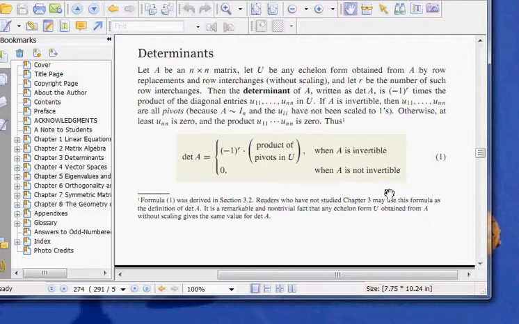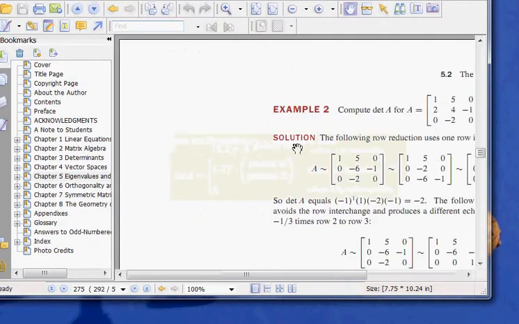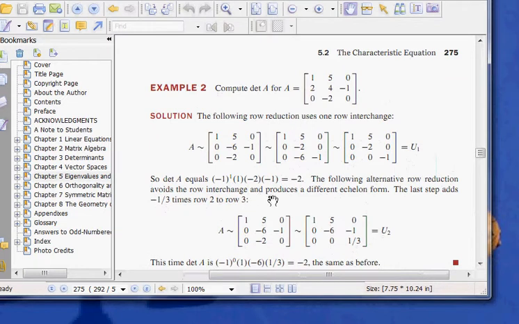And when A is invertible, you have minus 1 to the r, where every time you do a row interchange you have to switch signs. So that's why minus 1 is raised to the r times the product of the pivots in U. The product of the pivots in U is the numbers along the diagonal of U, which define the determinant. Compute the determinant of A. Honestly, I don't think you need to know that. You know how to do that.